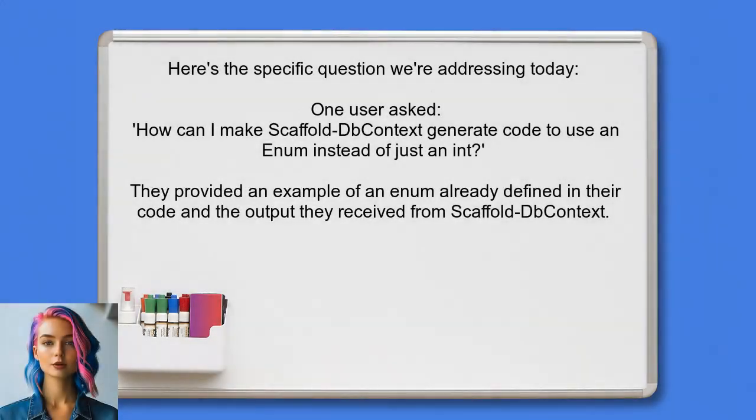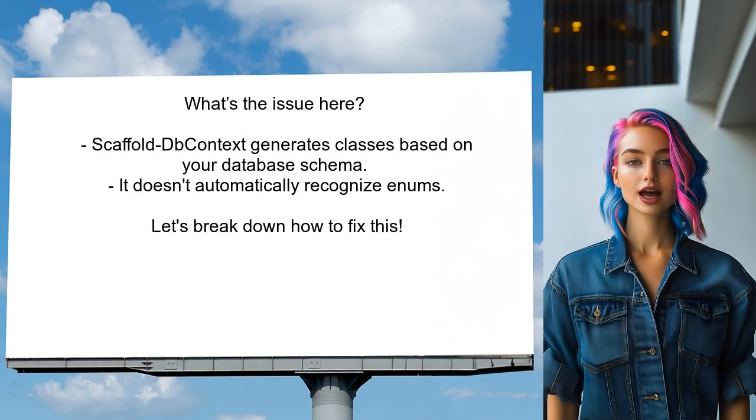Here's the specific question we're addressing today. One user asked how to make scaffold DB context generate code that uses an enum for a specific field in a table. They provided an example of an enum already defined in their code and the output they received from scaffold DB context. Sound familiar? Let's explore this together. So what's the issue here?